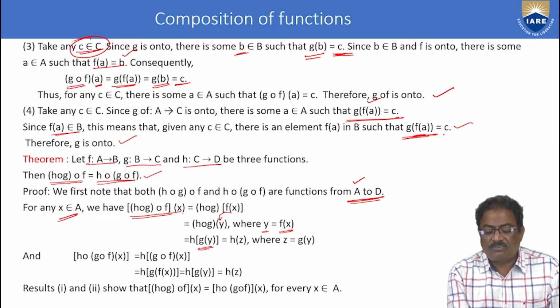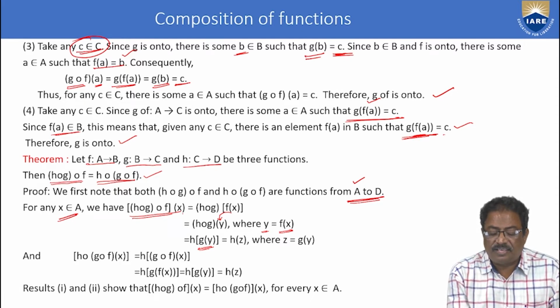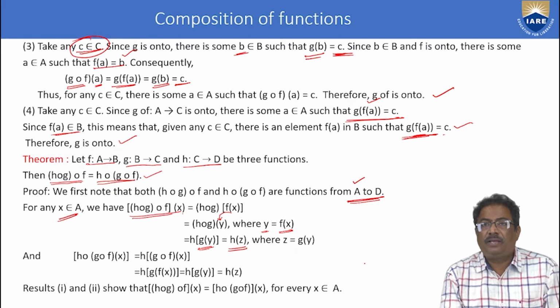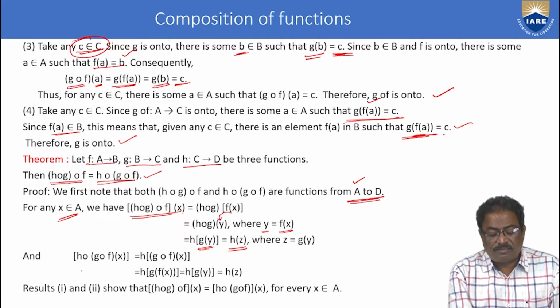And next g is also a function from B to C. Then I am going to take the image as z. So I am going to get h of z, where h of z is in the set D. Now let us consider the other one. In the same way we are going to prove this.